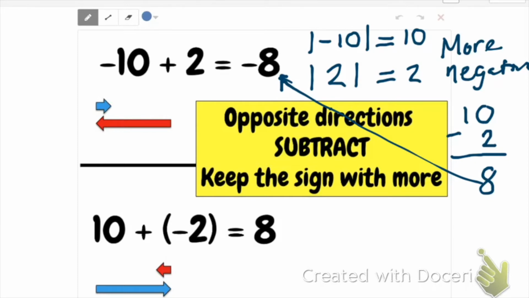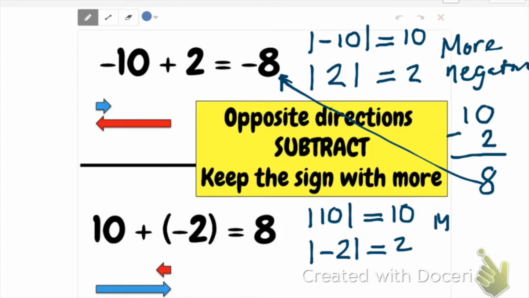For the second problem, I have positive 10, so I will take the absolute value of positive 10, which is 10. Then the absolute value of negative 2, which is 2. Comparing those two, I see that 10 is more than 2. Since 10 originally is a positive number, I will say this is more positive. Then I will do the same thing: take the bigger absolute value minus the smaller absolute value. Then I will have 8, and since it's more positive, my answer is positive 8.